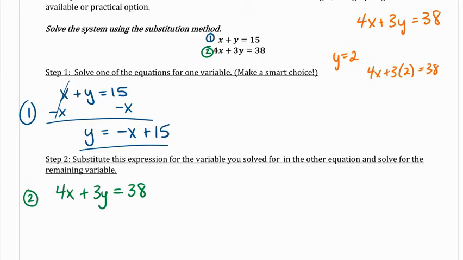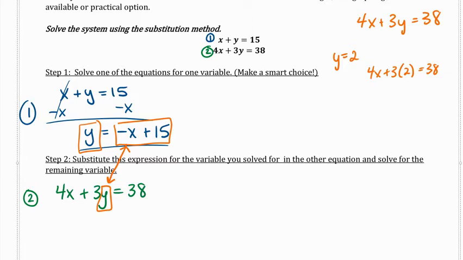So what I like to do here is, up here, I solved for y, and I found out that y equals negative x plus 15. So now in this equation, it says y equals, so I'm going to replace that y with the negative x plus 15. This is going to get substituted in for that y. That's why it's called substitution. I'll show you, okay? So everything else stays the same.